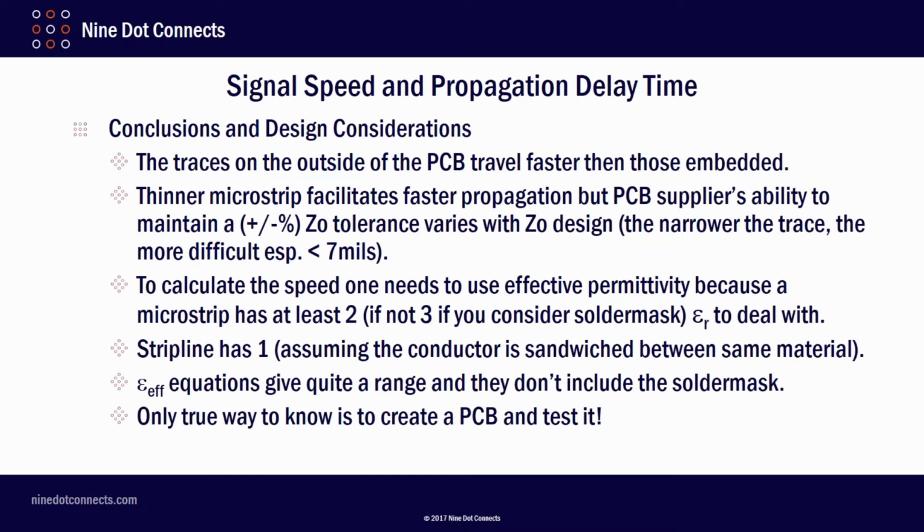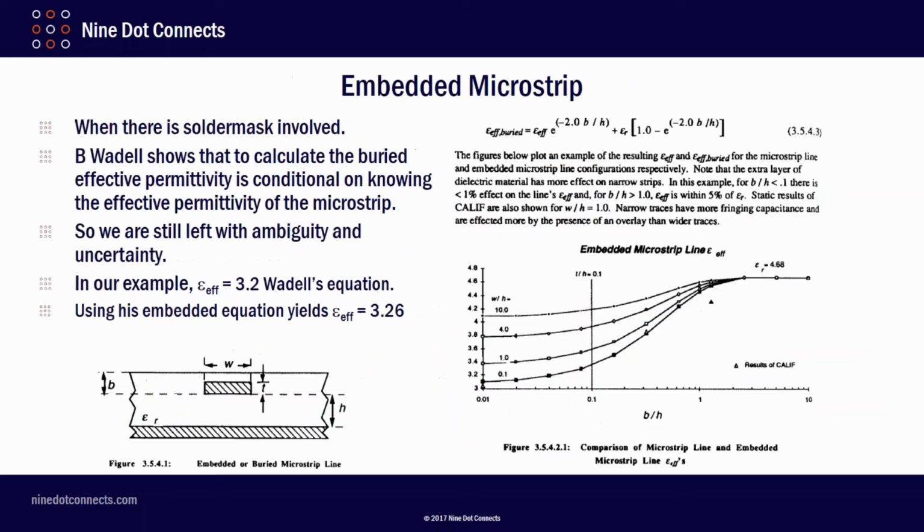So if you're in a really critical situation, take the few extra days and a couple dollars, build a piece of a board out of the material, just some straight traces, and just measure the time that it takes, especially if you already know which board house you're going to be going with. Now, as far as the solder mask itself, if you add that into the picture of a microstrip, that's called an embedded microstrip.